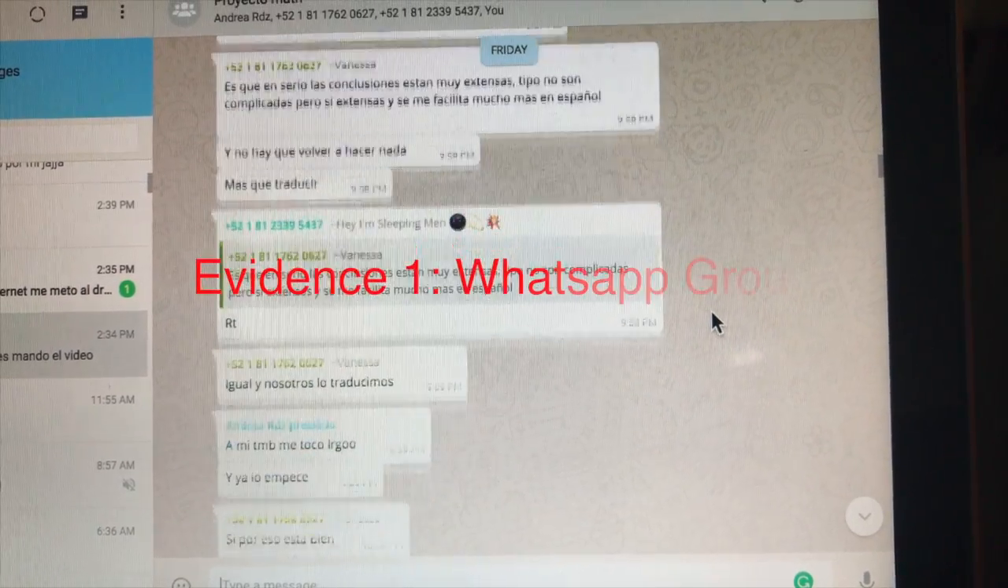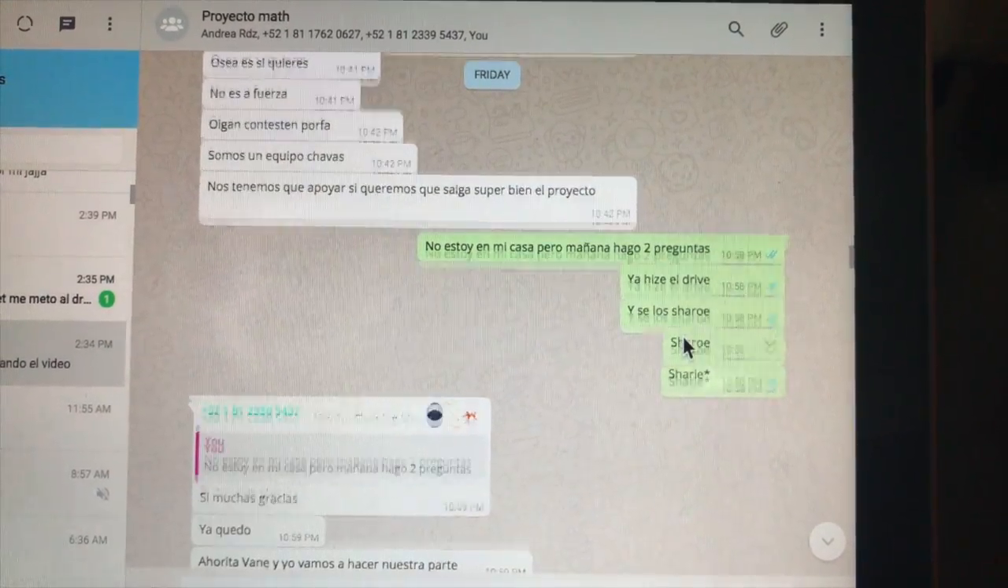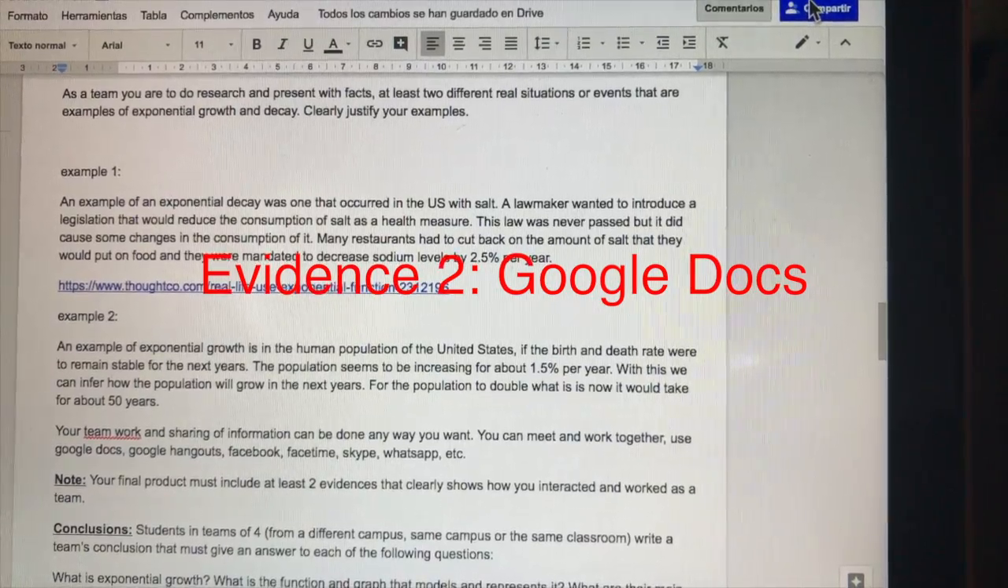In this project, we got together with people from different campuses and we had to research what exponential functions were and how they affected the Chernobyl explosion.